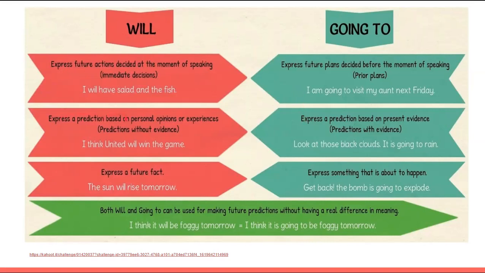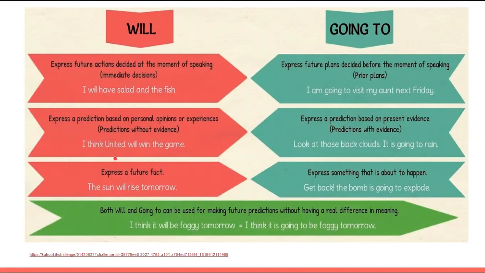Here, will expresses a prediction based on personal opinion or experiences. Predictions without evidence. So it's what you think. Please. I think United will win the game. And well, going to, we use it to express a prediction based on present evidence. Predictions with evidence, please. Look at those black clouds. It is going to rain.